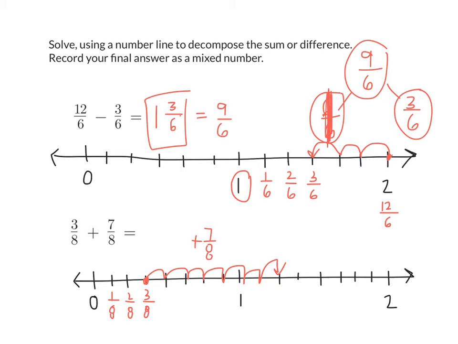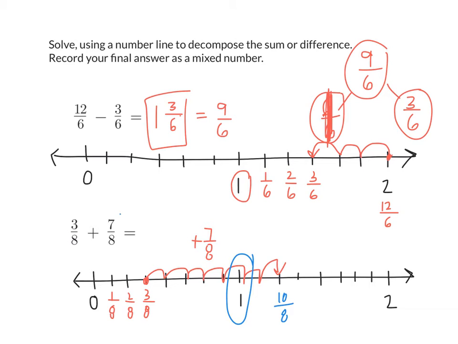Now, when I do that, do you guys notice that I went past the 1 part? What's another way to say 1? How many eighths is 1? It's 8/8. I went past 8/8. I went 2 more past 8/8. So really, this should be 10/8. Do you guys agree? Yeah.